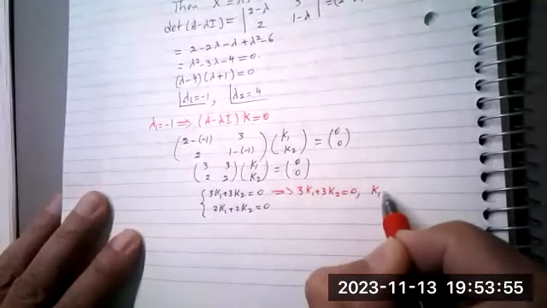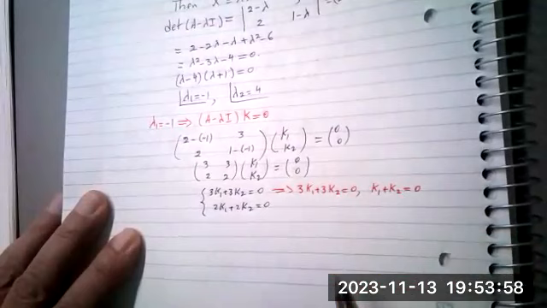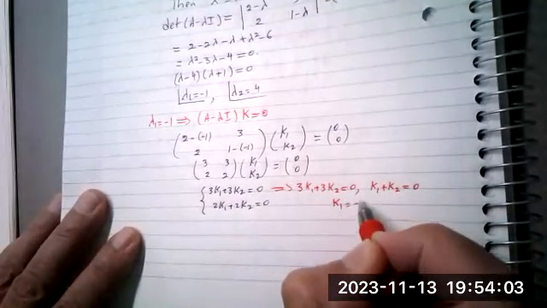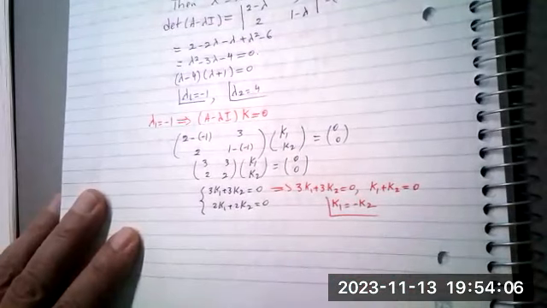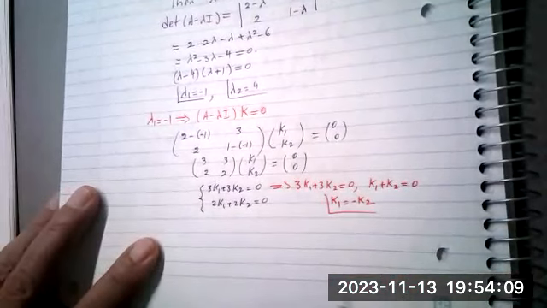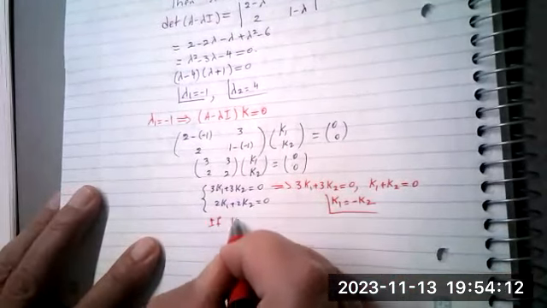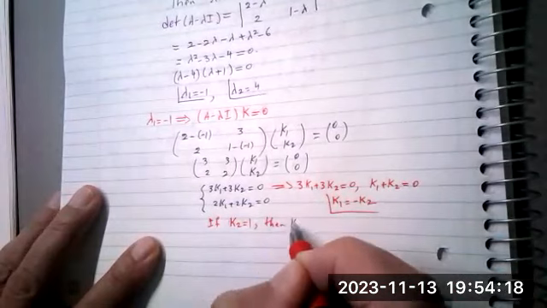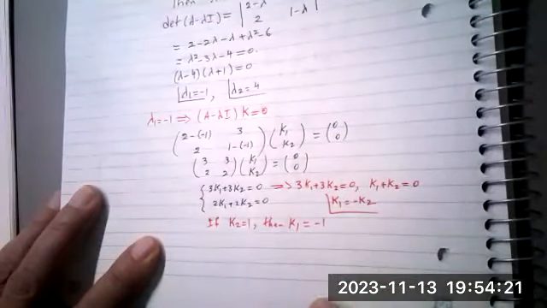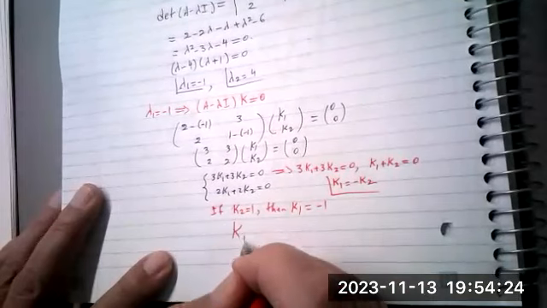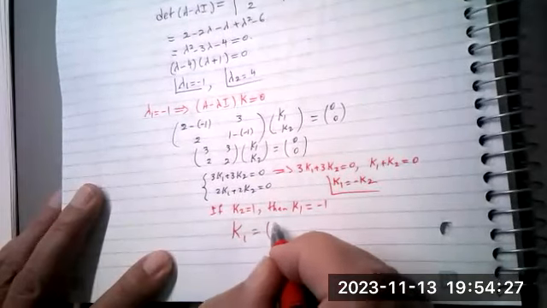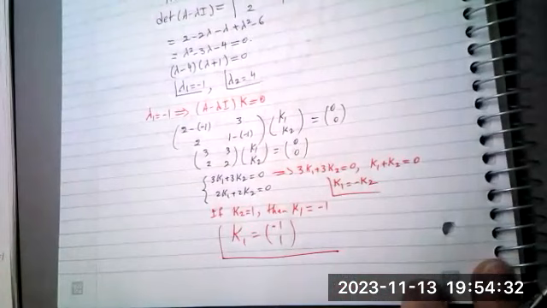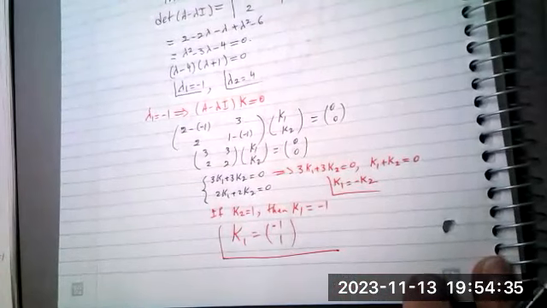We divide by 3. You see, it's a dependent system. Always you get many, many solutions. So K1 equal to the negative K2. Many solutions, but you need one of them. Pick, for example, K2 to be equal to 1. Any number would be fine. Then K1 would be -1. So your first vector is going to be -1 and 1. This is the eigenvector corresponding to lambda equal to -1.